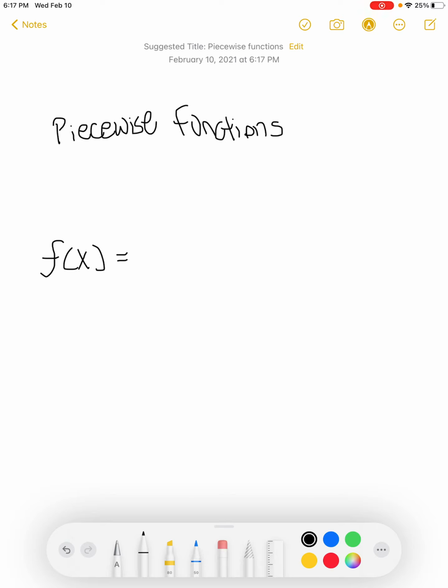But then you have this big open brace, and there's different things within that. So let's just make up an example. Okay, so we have two equations here, and they depend on what x is.